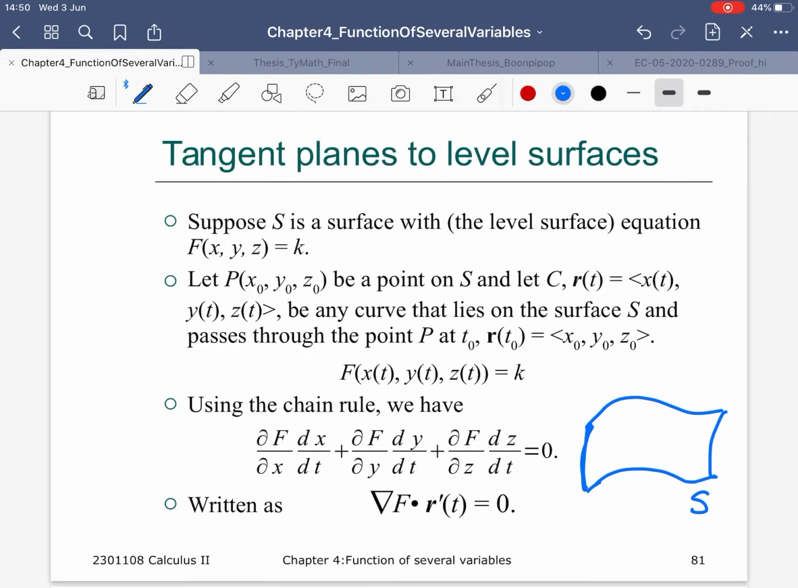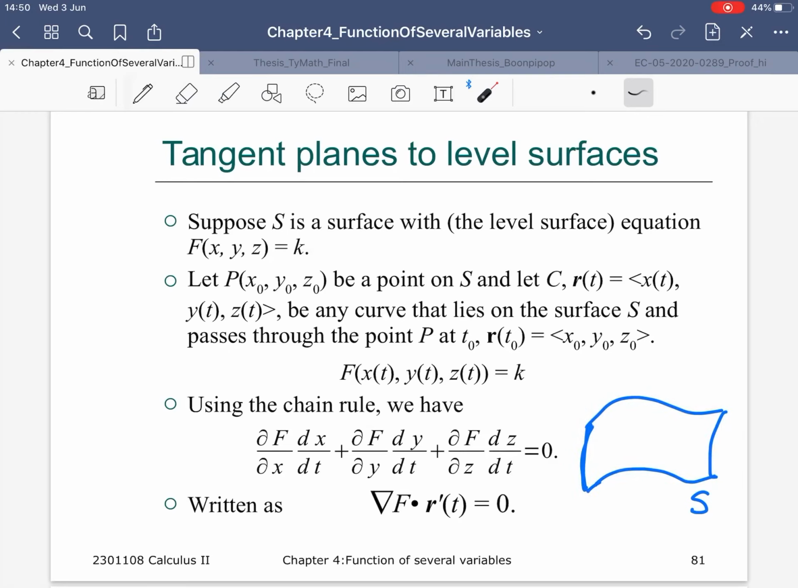Hello everybody, this is the second video clip for section 4.6, which is the directional derivative and the gradient vector. What we are going to talk about in this video clip is the so-called tangent planes to the level surfaces.